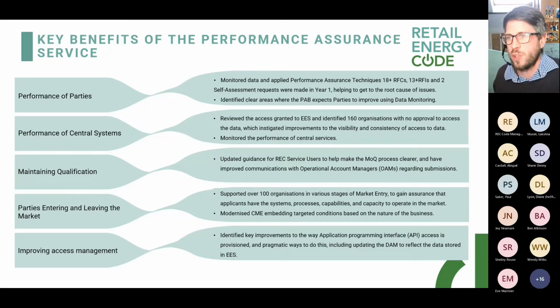Now that's quite a simple case, right? But we've seen other areas where providing data to organisations has helped them prioritise delivering improvements in these areas and help them understand what the impact is on customers so that they can address and drive better performance.